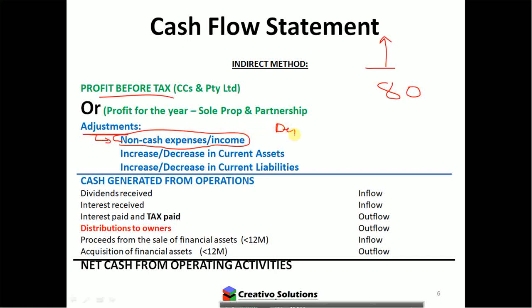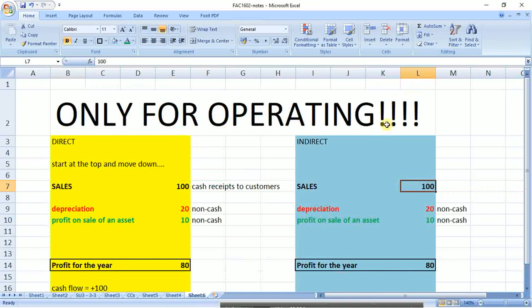So we'll put depreciation here. And that's why they always say add back. Add depreciation. Why do we add depreciation? Because I'm taking out the accrual. Right, because I would have subtracted it anyway. So if I'm adding back the depreciation, how much was it? The 20 and the 10.